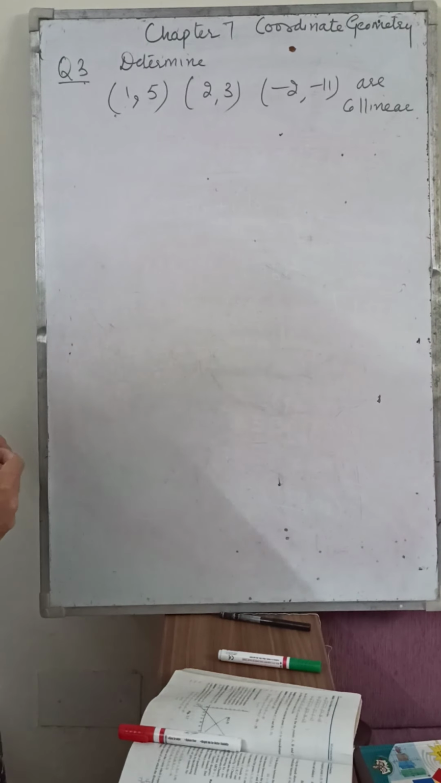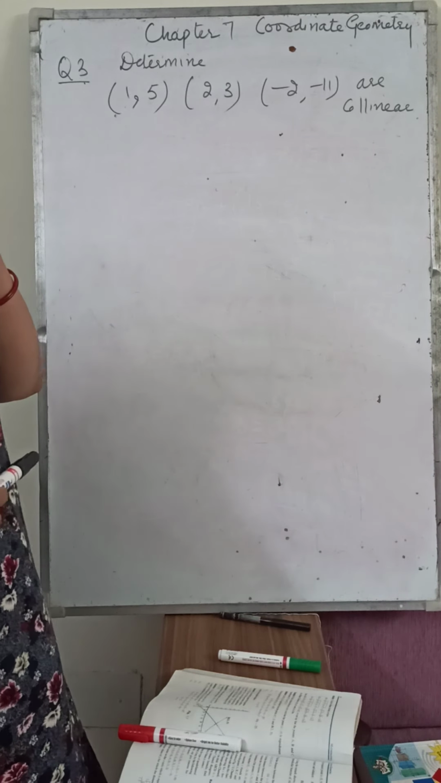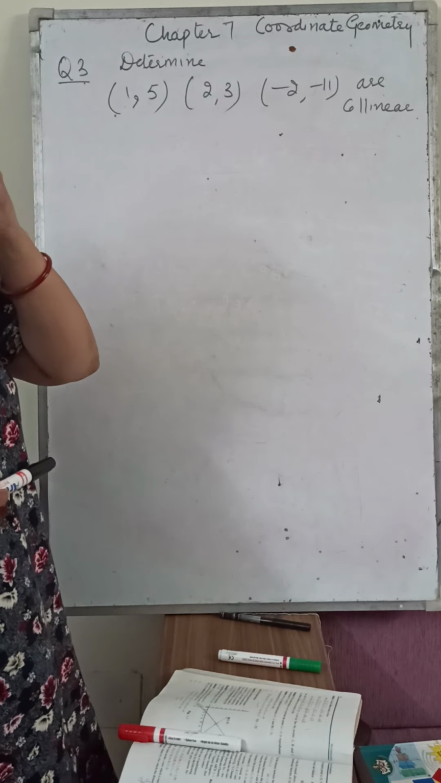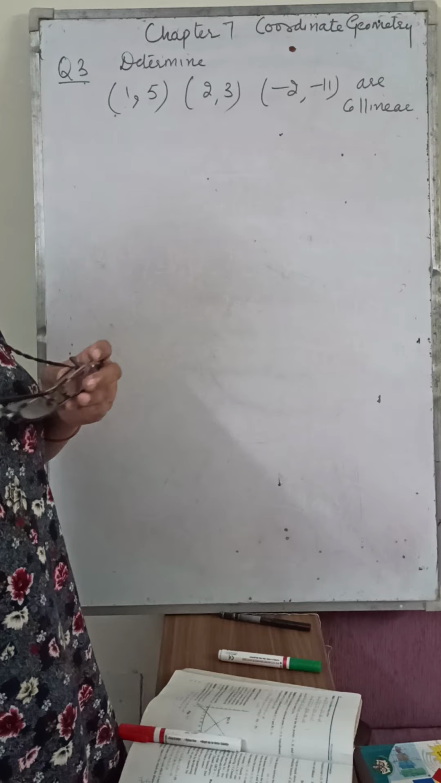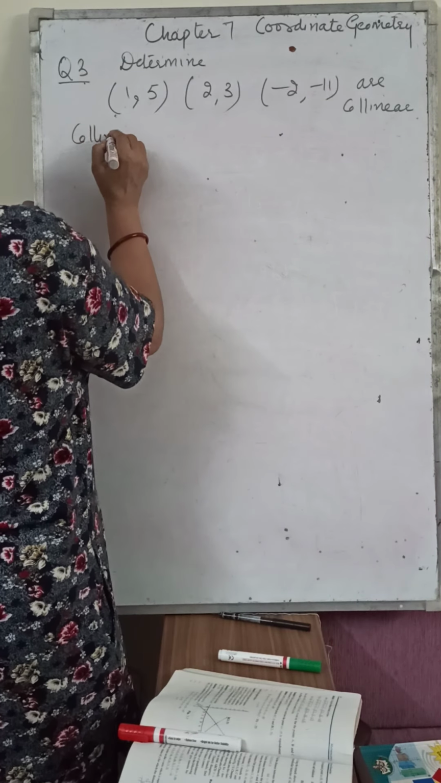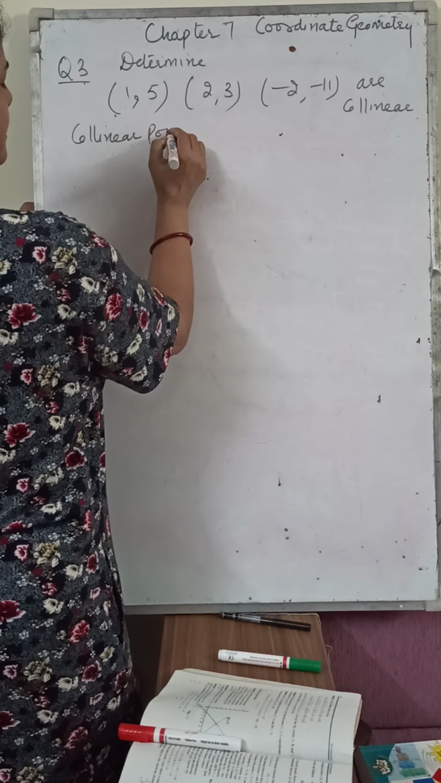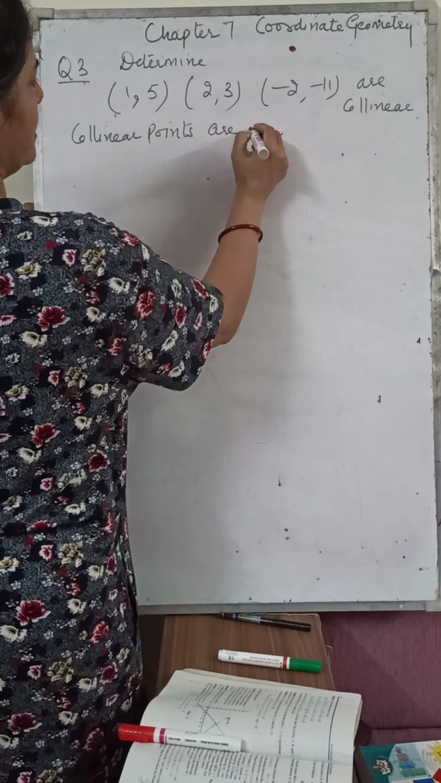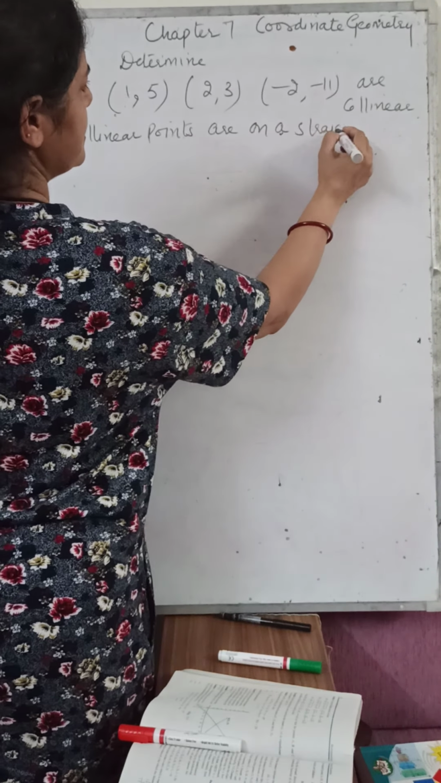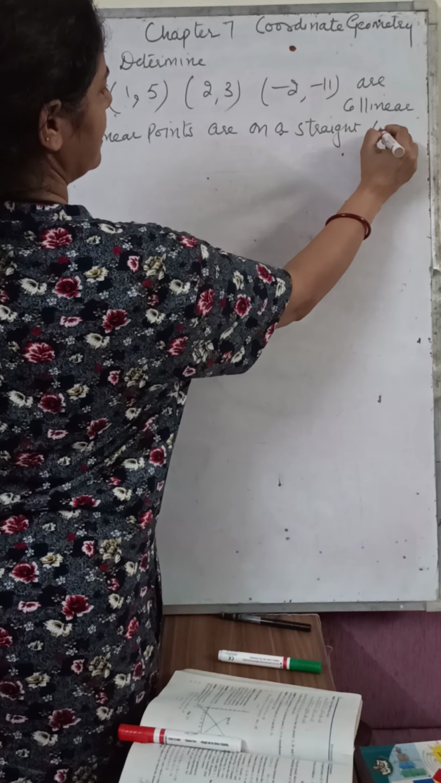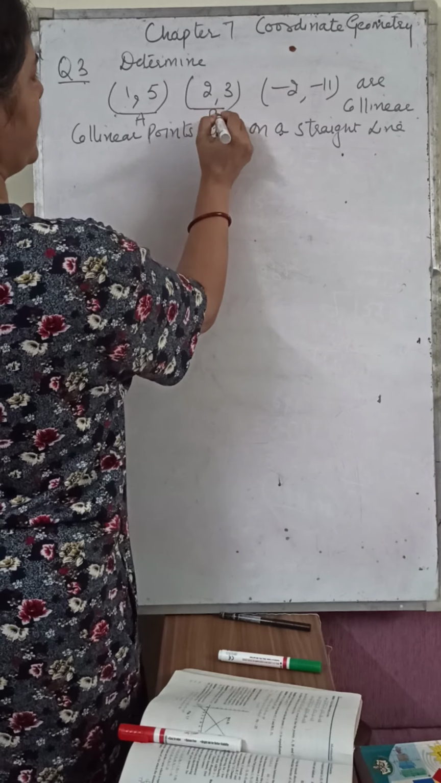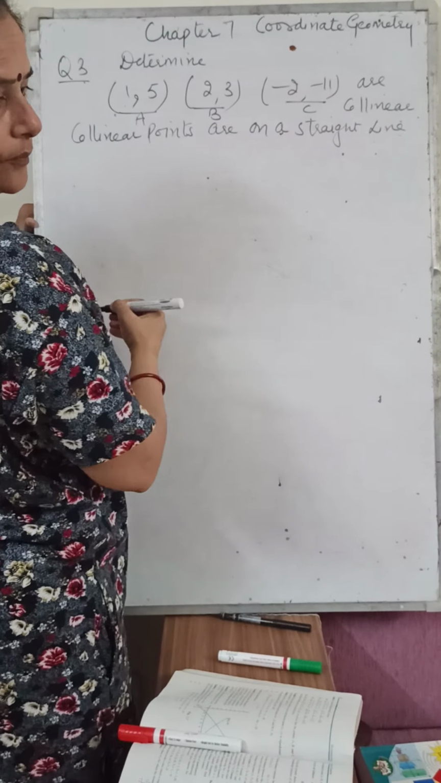What is the meaning of collinear? 1, 5, 2, 3 and minus 2, minus 11. Collinear points are those points which are on a straight line. So suppose this is point A, this is point B, this is point C.